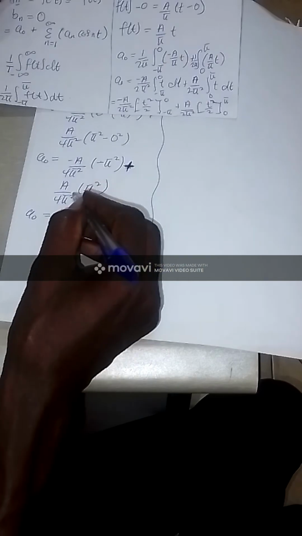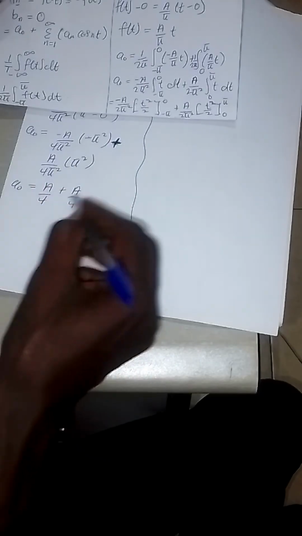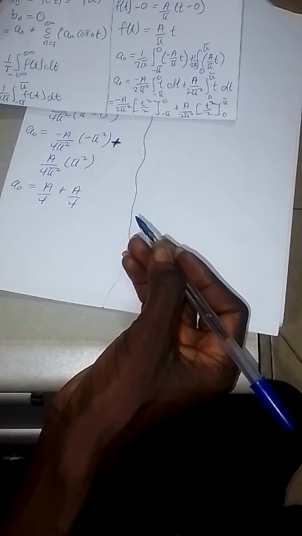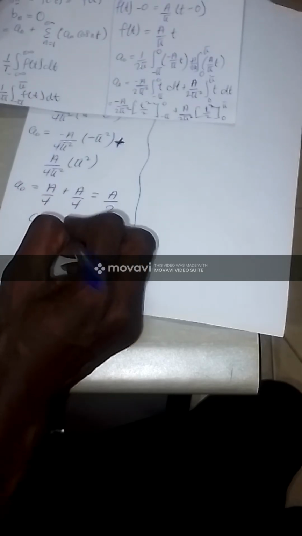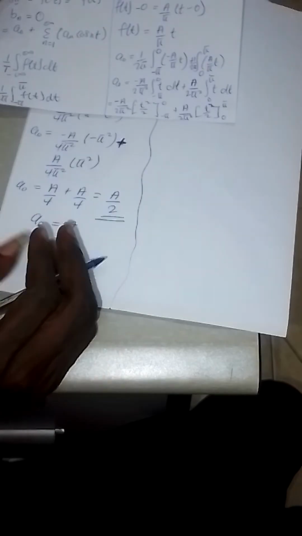So now if I add these 2, I'm going to get A naught is equal to, here, pi will cancel pi, but negative here will be positive. So I'll have A over 4. And here, pi will cancel pi. I'll have plus A over 4. So if you have A over 4 plus A over 4, you are going to get A over 2. Alright. So now our A naught here is going to be A over 2.